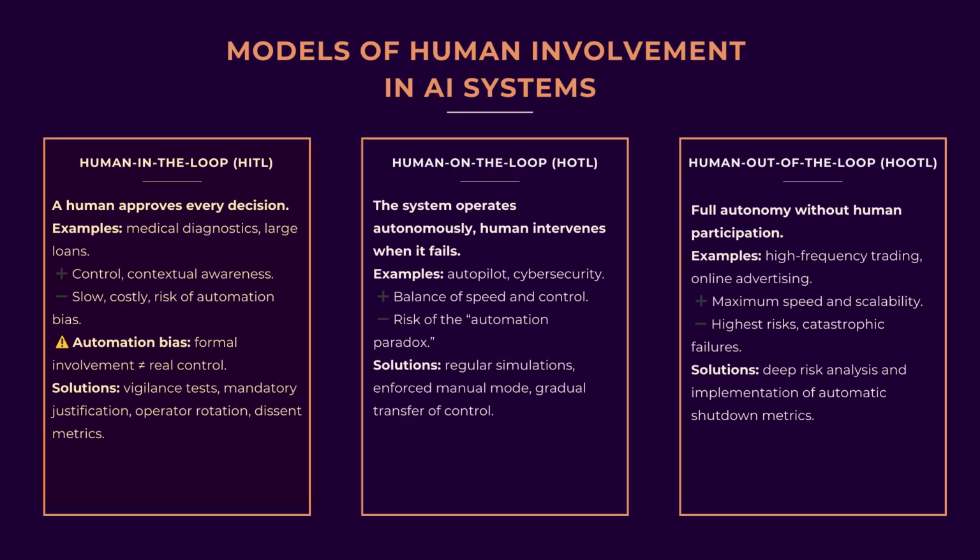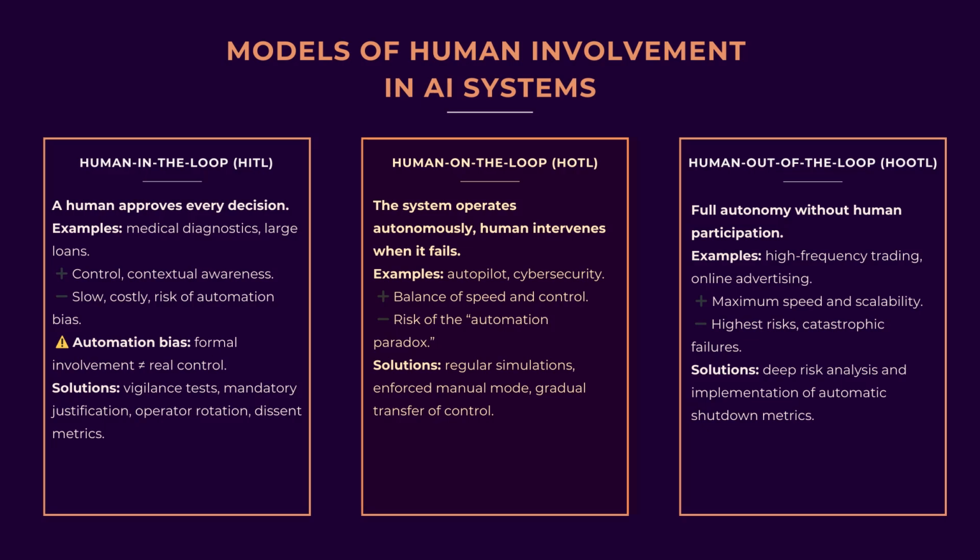A 2019 study showed radiologists agreed with AI diagnoses in more than 90% of cases even when the system deliberately gave incorrect recommendations as part of the experiment. This means merely having a human in the loop does not guarantee real human control. Special measures are needed, periodic vigilance tests with deliberately incorrect AI recommendations, requiring mandatory justification when agreeing with the AI, operator rotation to prevent oversight fatigue, and disagreement metrics, tracking how often humans dissent from the AI.